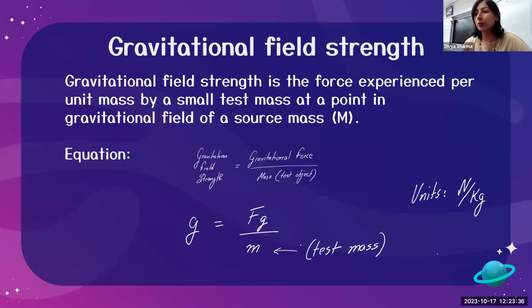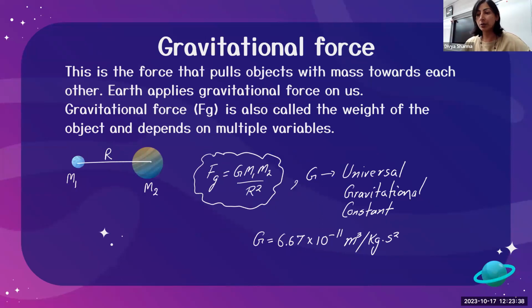And if we compare it with the earlier equation, Fg equals G m1 m2 over r squared, when you divide that by your test mass, you will end up with just G m over r squared. And the m in that equation is going to be the mass of the source mass.